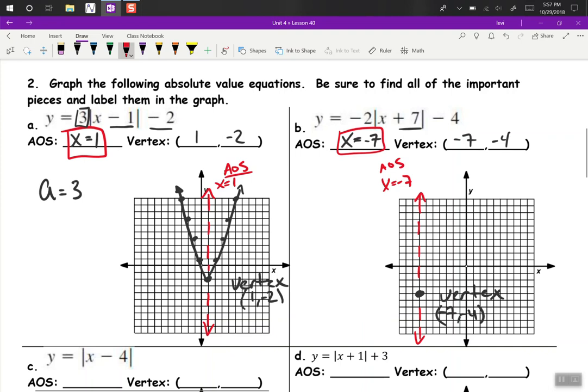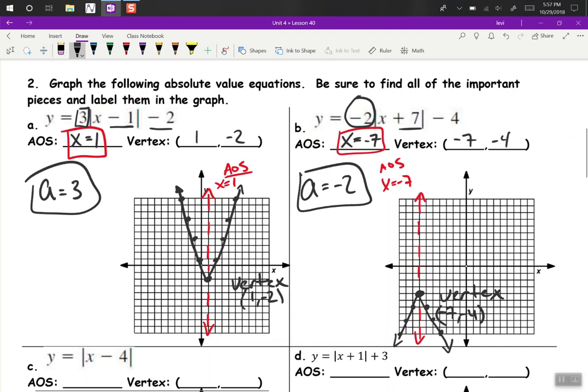And then our slope, we can see our slope is negative 2 right here, right? So that means we're going to go down 2, right 1, down 2, right 1, down 2, right 1. Go in the other direction, we go down 2, left 1, down 2, left 1, down 2, left 1. And see how it V's down. See our A value. A is negative 2 here. A was 3 here.